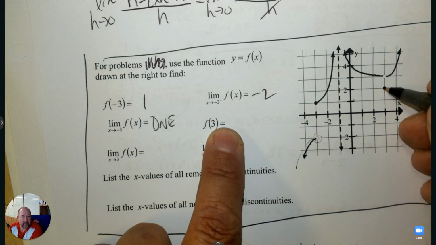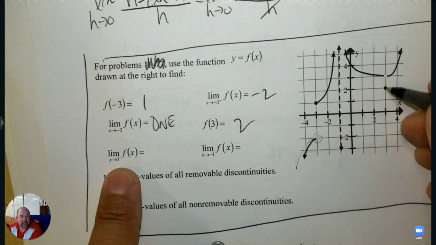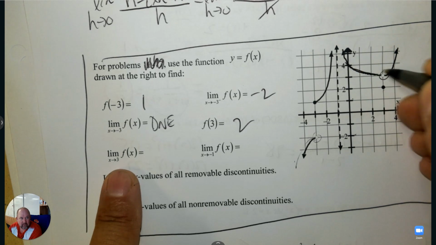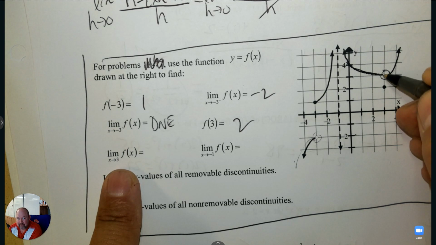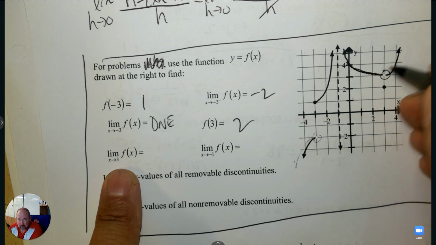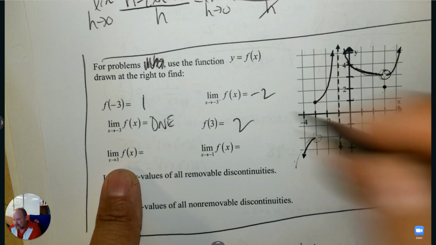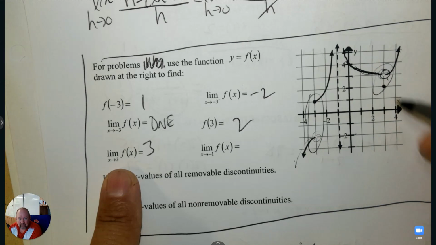F at 3 is the close point, which is 2. What's the limit as x approaches 3? There's no jump here, so look from the right and left. They both agree they're approaching 3. When it gets there, there's a point that jumps, but the actual curve, the function, does not. So from the left and right, the y-coordinate is 3. That is different than this. This is a jump. That is not a jump.